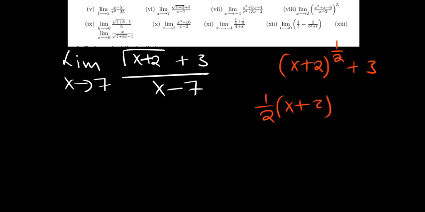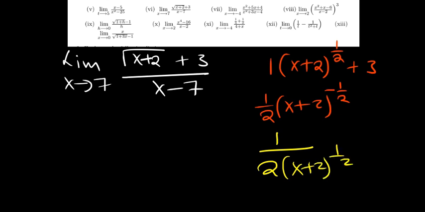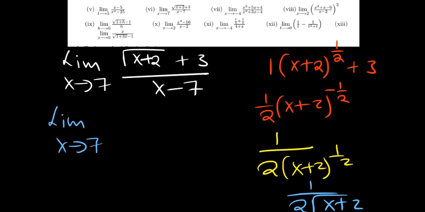So 1 times half is half. Reduce the power by 1, it becomes negative half. The constant will disappear. Whenever you've got a negative power, you can take it to the denominator so that it becomes a positive power. So you have (x plus 2) to the power half. Now you know that half is the same as the square root, so it's going to be 2 root of x plus 2. That's for the top part, so we have the limit as x approaches 7. After differentiating the top part, you have 1 over 2 root of x plus 2.